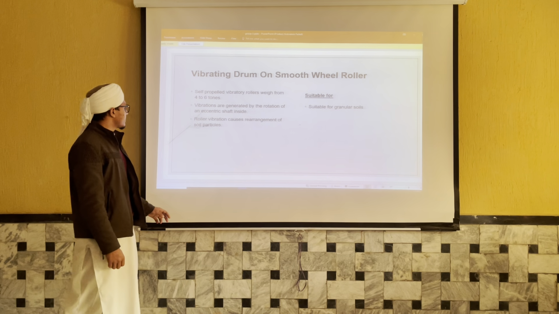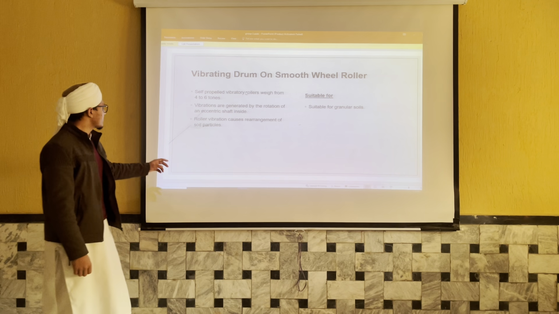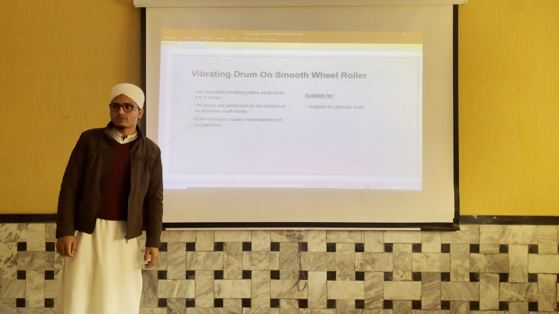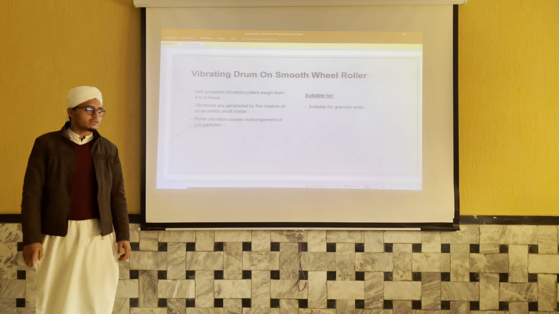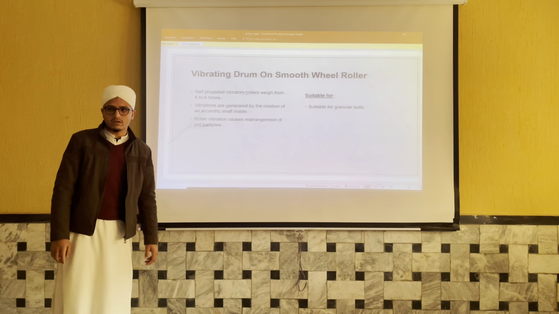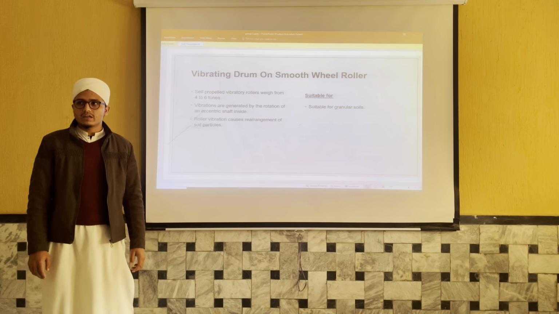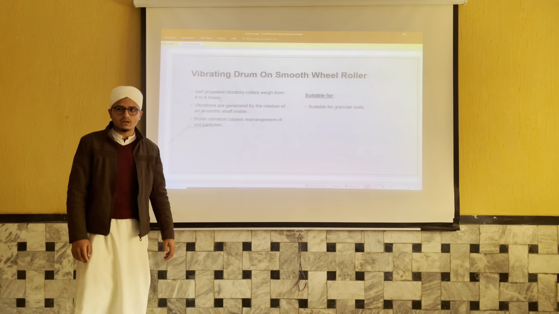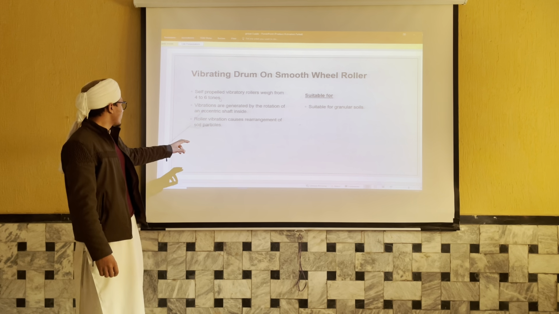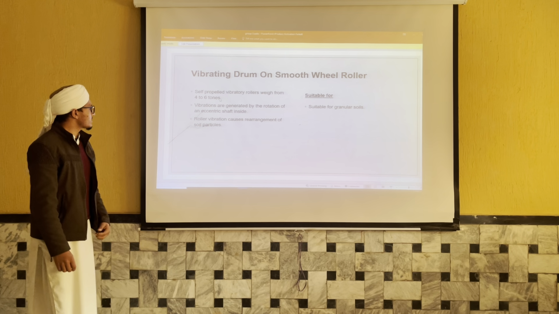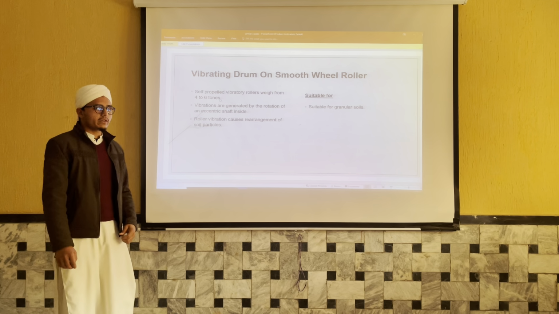These are some criteria for them. The weight of the vibrating rollers is from 4 to 6 tons, and this is how they generate vibration. There is an eccentric shaft inside the roller drum, which establishes vibrations, and the roller vibration causes rearrangement of soil particles.